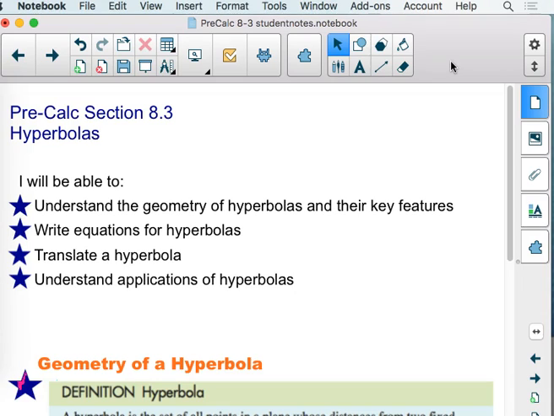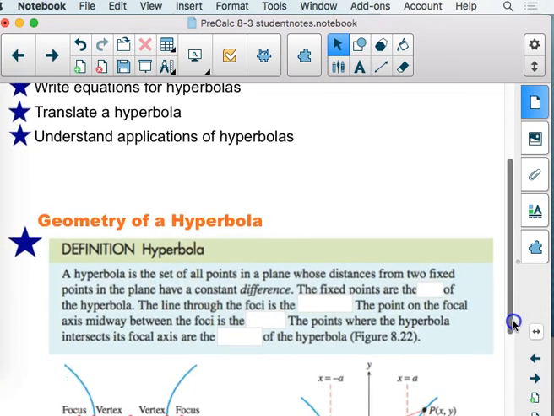So we're going to understand the geometry of hyperbolas and the key features. And we're going to talk about writing equations for hyperbolas and then, of course, translating right, left, up, down, and eventually applications of hyperbolas, which means our little word problem pieces of all that.